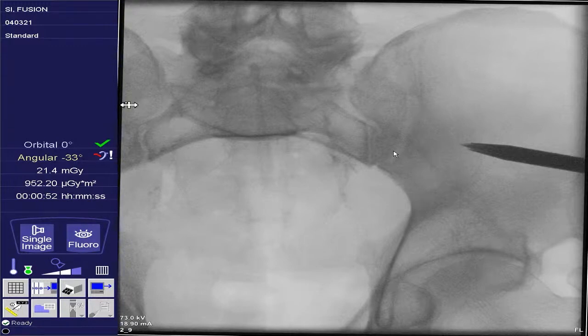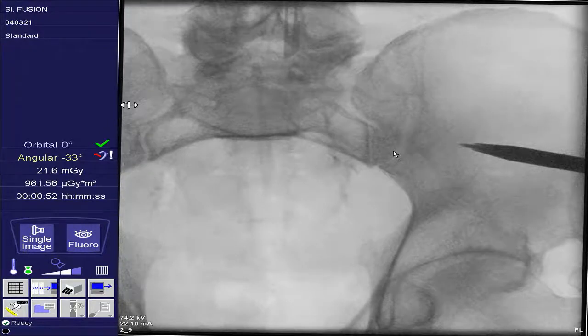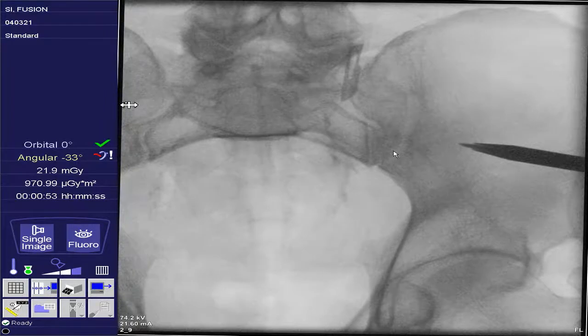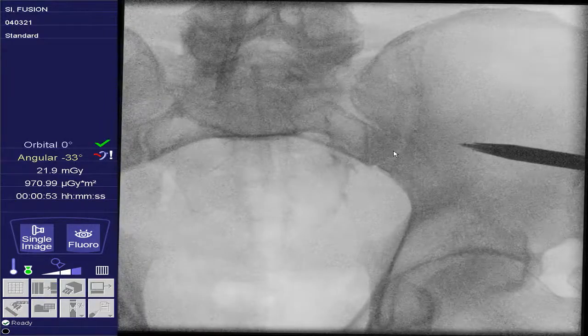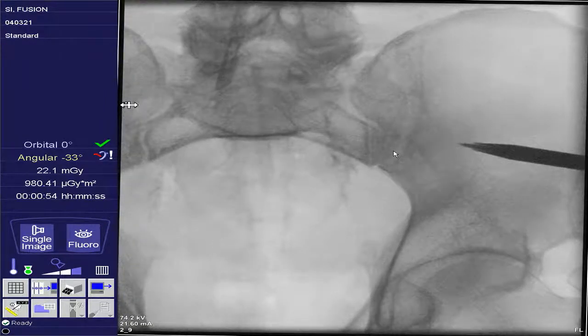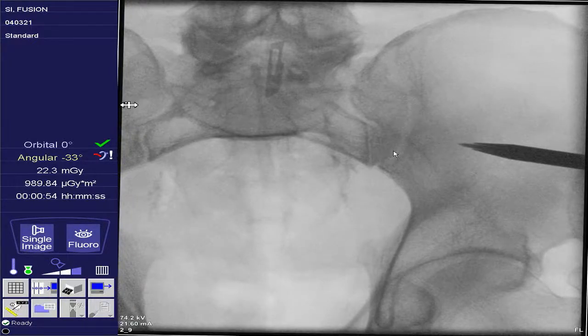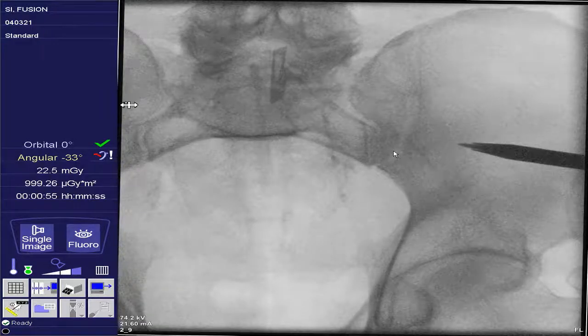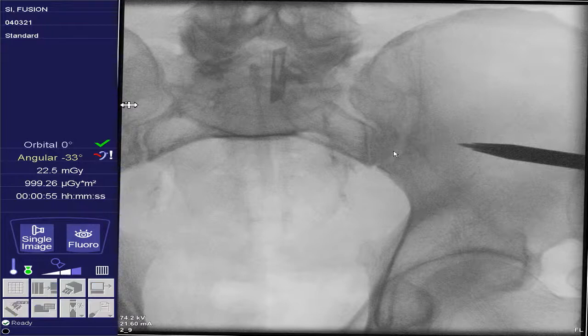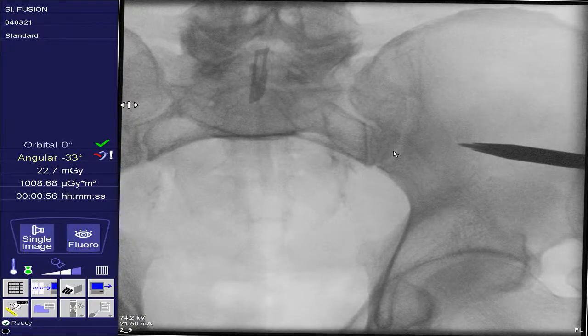X-ray. Nope, other way. X-ray. That's about, maybe even a little more anterior to that. X-ray. That's about where I'm aiming. All right, X-ray. About that area where I'm aiming.